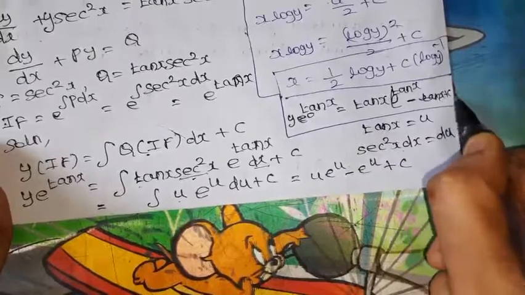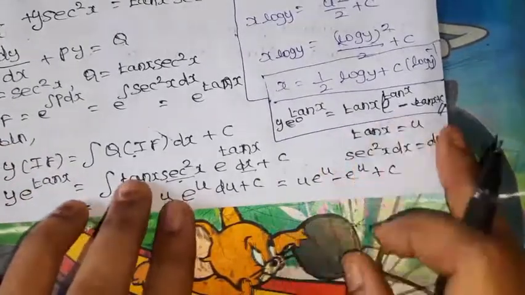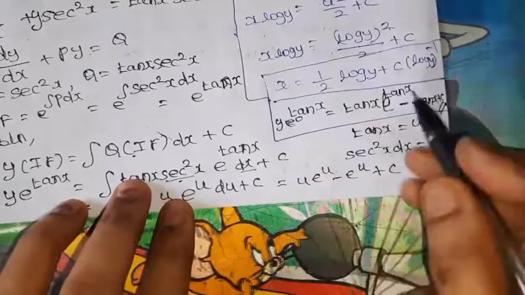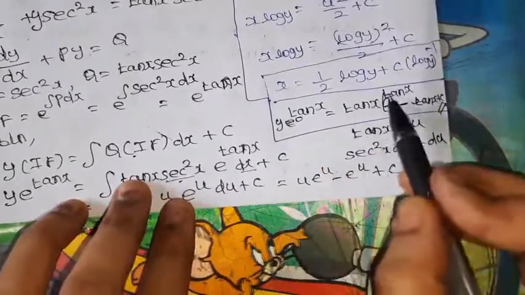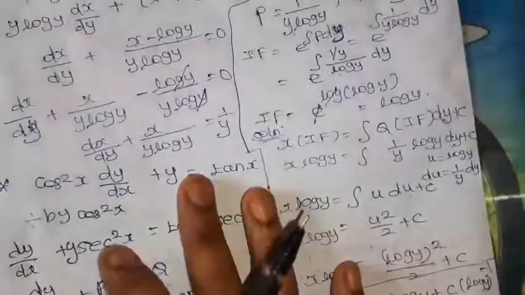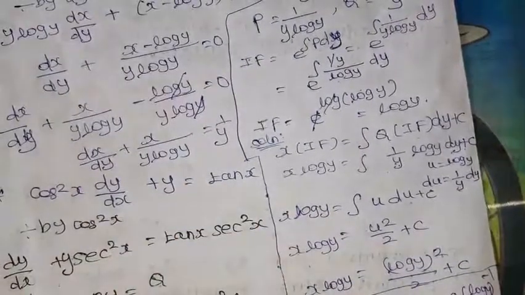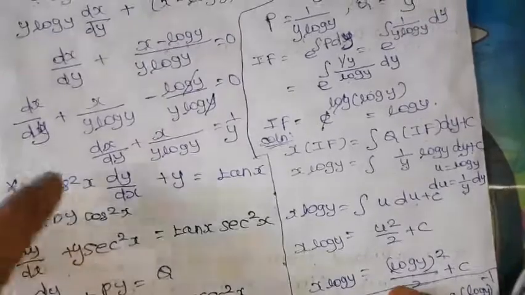So this is the solution for this problem, or we can take e power tan x outside. When we take it outside, what do we get? y e power tan x equals e power tan x into tan x minus 1 plus c. So this is the solution for this problem. We have seen examples for the standard Leibniz linear differential equation.